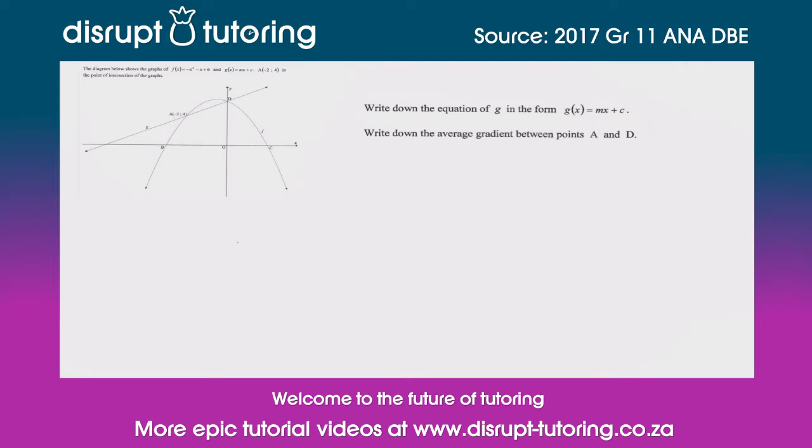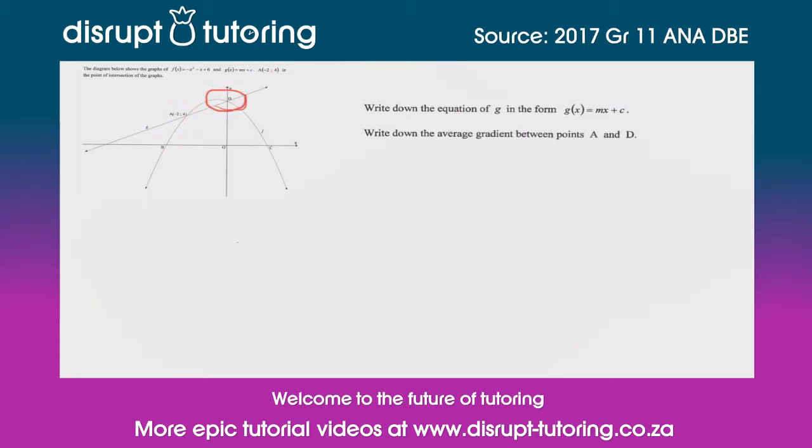In order to start, we need to write down the equation of g in the form g of x equals mx plus c. Now, there's two things we need to try and figure out here. The first thing we need to figure out is what our gradient is, and the second thing is to figure out what our y-intercept is. Okay, so let's look at our y-intercept. So we've got 1 point. That's not enough information to solve this question.